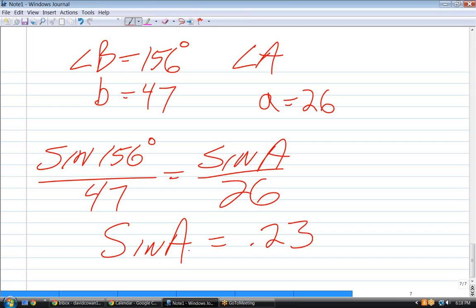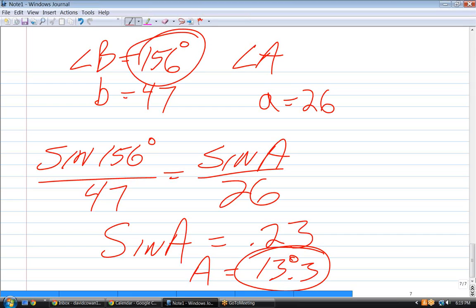You don't actually need to figure out what angle A is. Go ahead and take the inverse sine of 0.23. What do you get? 13.3. So now you know there's room for three angles.